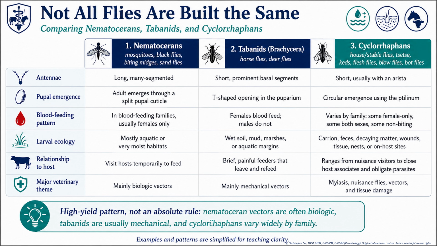Their larval development is more varied and can occur in carrion, feces, decaying organic matter, wounds, tissues, nests, or even on the host. Their relationship with the host ranges from a temporary nuisance visitor to close host association to obligate parasites. Remember these patterns, but know that they are not an absolute rule. Nematoceran vectors are often biologic, tabanids are more commonly mechanical, and Cyclorrhaphans vary by family.